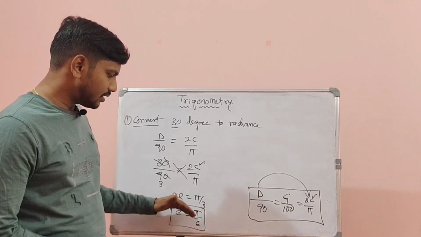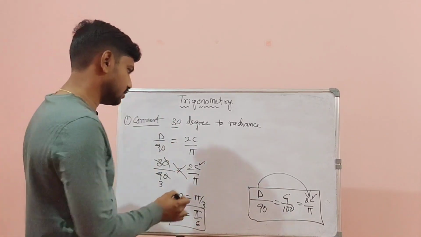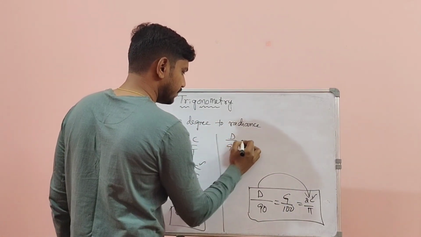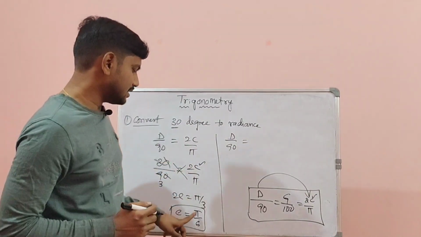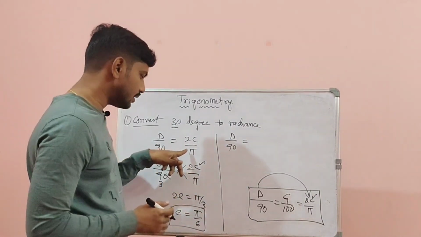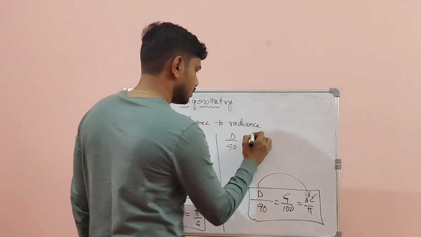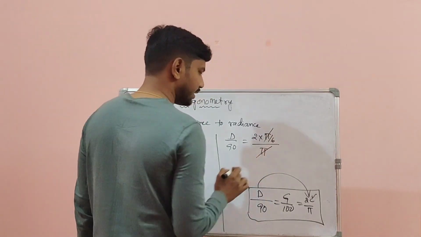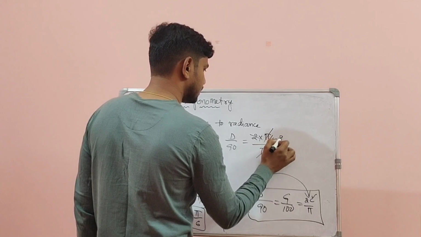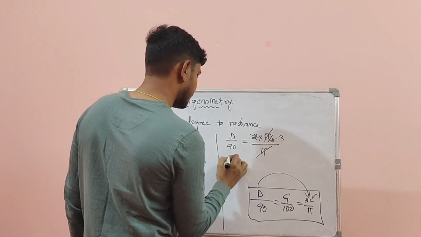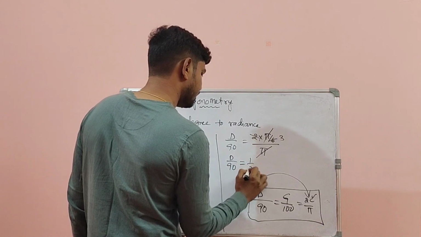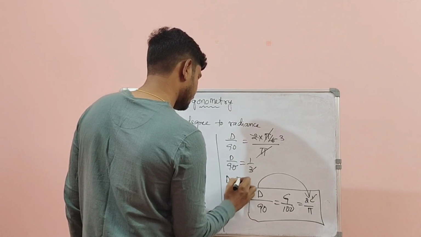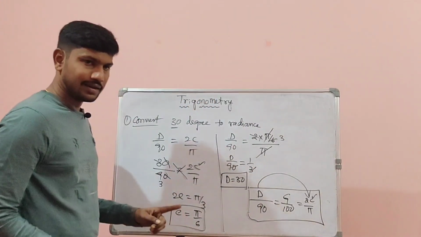Similarly, I want to convert radians into the degree system as well. How to do this conversion? Same relation: D by 90 is equal to 2C by pi. The radian value C is pi by 6, so 2 into pi by 6 divided by pi. The pi cancels, and the 2 table cancels 3 times, so 3 is in the denominator. So D by 90 is equal to 1 by 3. Again the 3 table cancels in 90, which is 30 times. By cross multiplication, D is equal to 30. I hope you are clear about this conversion.